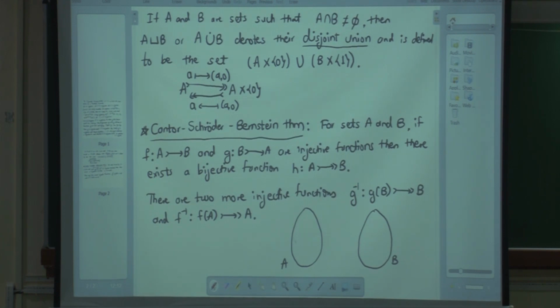So A and B. The image of A is sitting somewhere here. This is our f of A. And the image of g is sitting here. So what is the idea? Do you want to share some thoughts? You have four functions which are injective.